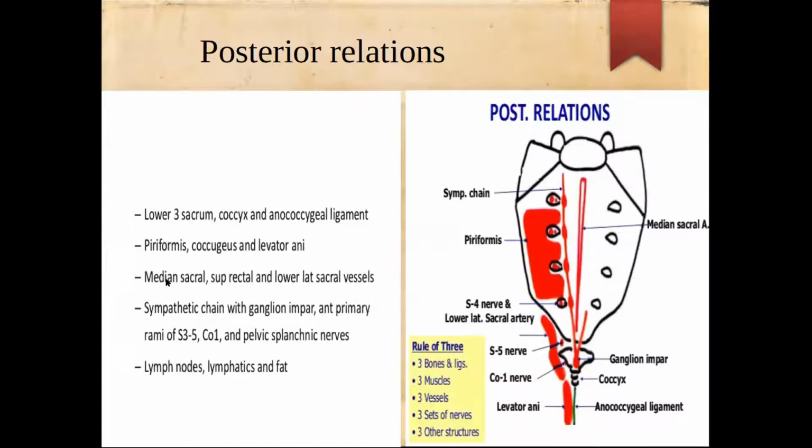Blood vessels: median sacral blood vessels, superior rectal. Usually the superior rectal comes behind the rectum, not in front of the rectum, okay? And lower lateral sacral vessels. There are sympathetic chains, and there are lymph nodes and lymphatics. These are the posterior structures of the rectum for both male and females. Clear? Clear, Mr. Veda.